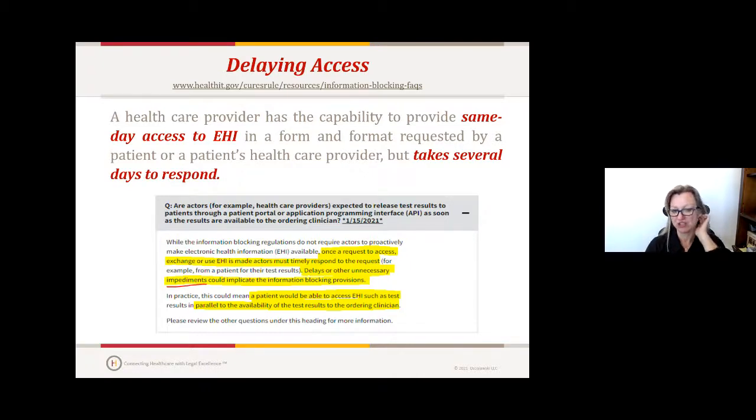And so finally, you can see here, ONC released a Q&A. They say that actors, for example healthcare providers, are expected to release test results to patients through a patient portal application programming interface as soon as the results are available to the ordering clinician. So they're asking whether actors have to do that immediately as soon as the results are available. The response is, while the rule does not require actors to proactively make electronic health information available.